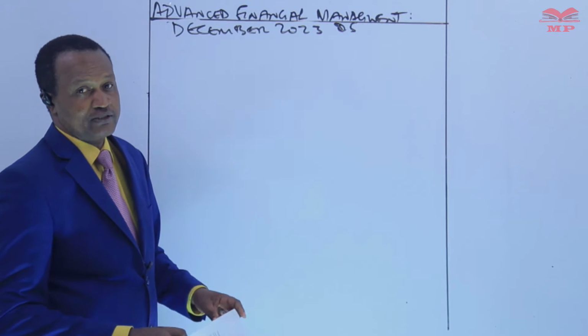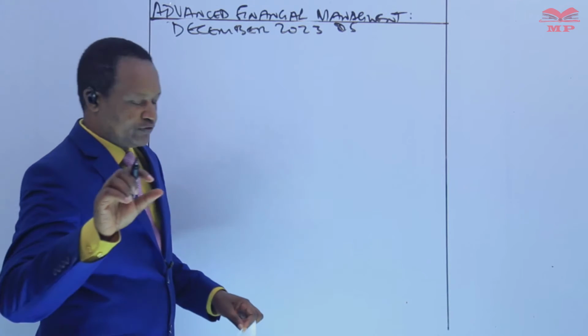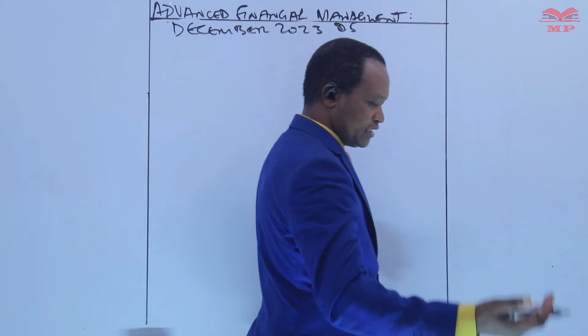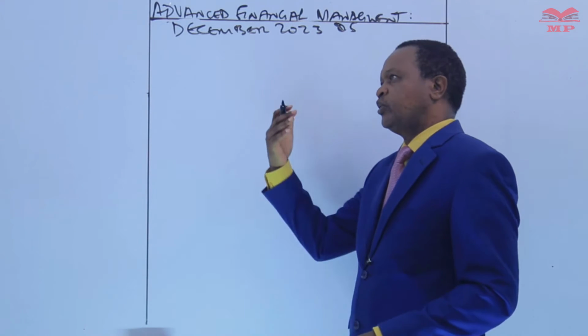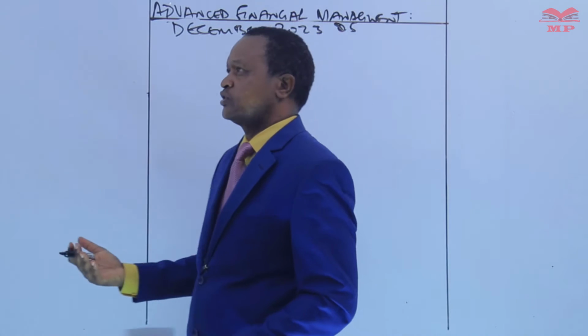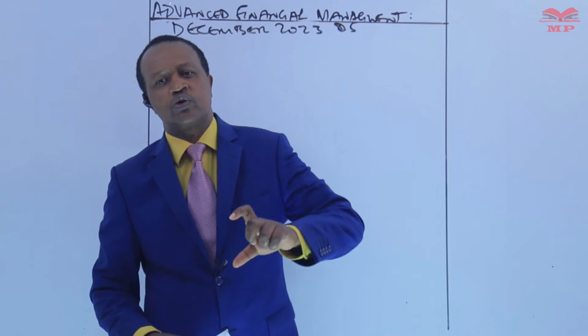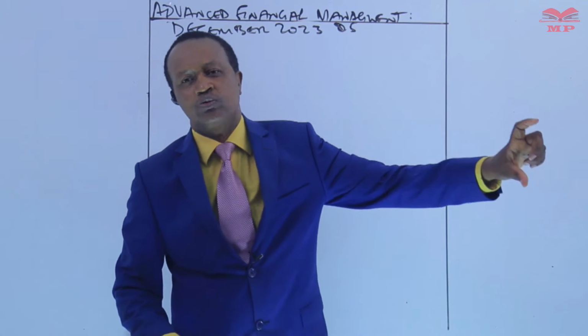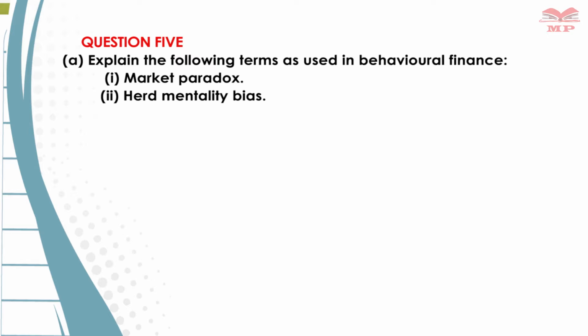Do you understand? It is a tendency of individuals to copy others in making financial decisions, even when such decisions contradict their own judgment. So it's just following what the larger group is doing, the herd is doing. That's the meaning of herd mentality bias.